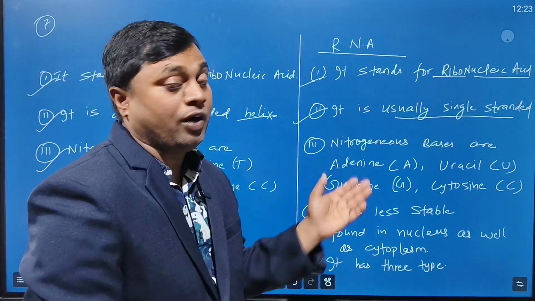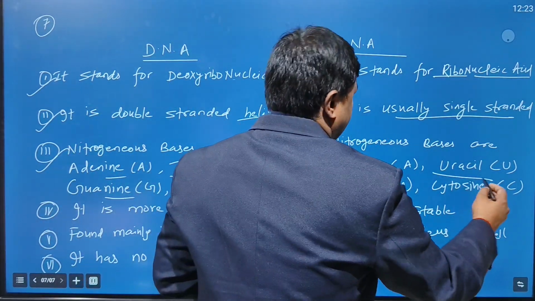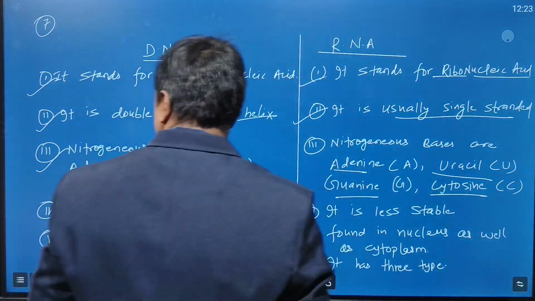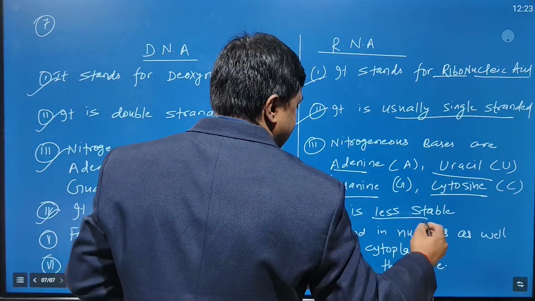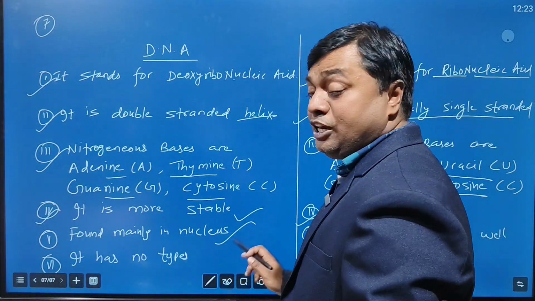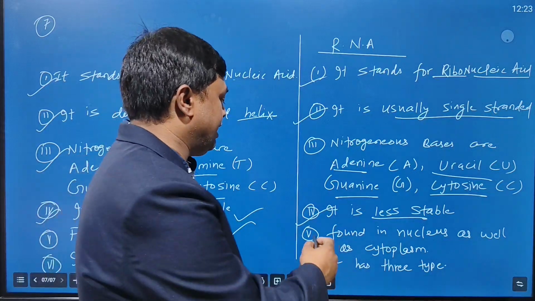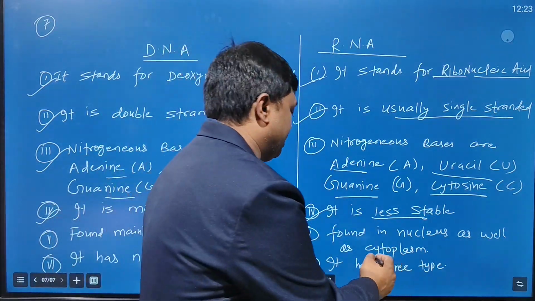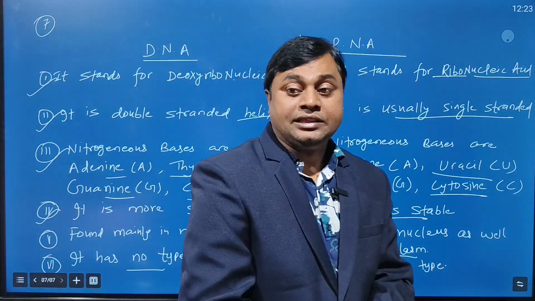But what happens in case of RNA? Thymine is replaced with uracil. So adenine is there, uracil is there, guanine and cytosine. DNA is more stable, whereas RNA is less stable. DNA is found mainly in nucleus of the cell, whereas RNA is found in the nucleus as well as cytoplasm. DNA has no types, whereas RNA has 3 types.